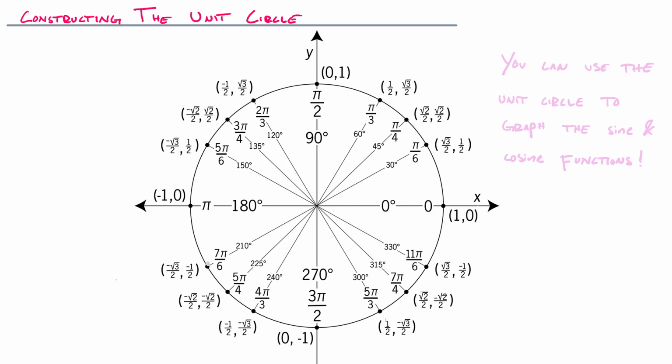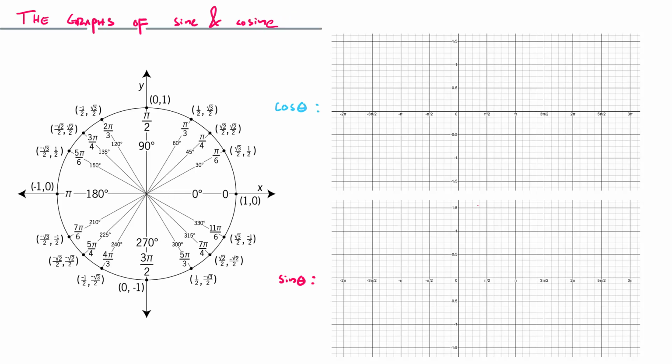Let's get back to it. Now you can use the unit circle to graph sine and cosine, and it's actually really cool how this plays out. So I'm going to draw the cosine graph in this top grid. I'm going to graph the sine graph in the bottom axis here. And we're just going to go around the unit circle.